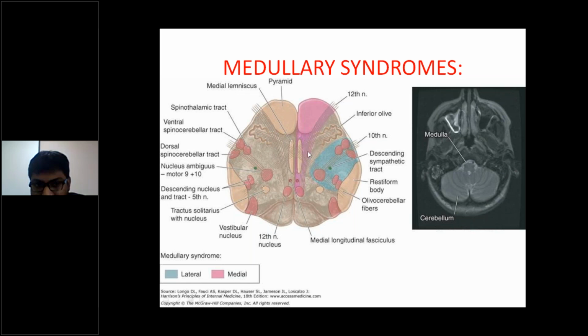This is 12th cranial nerve. 12th cranial nerve is hypoglossal, that is medial. This is olive, right? This is 10th cranial nerve. See, this is the restiform body. This is the 12th cranial nerve nucleus. 12th nucleus, 12th cranial nerve, 10th cranial nerve, and 9 plus 10 nucleus ambiguus. This is 9 plus 10 nucleus ambiguus, nuclei of 10th cranial nerve. Okay.